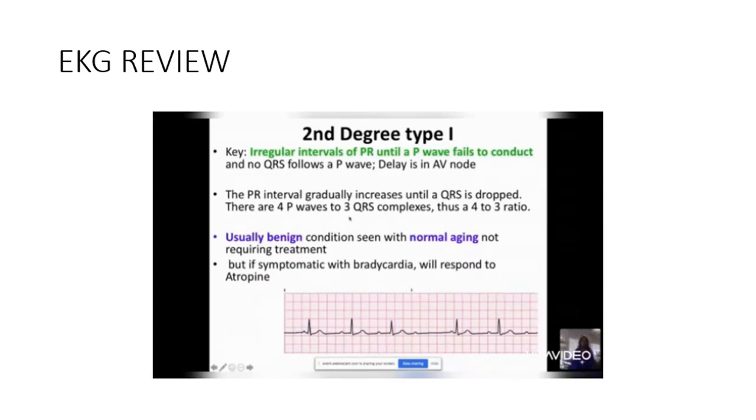That's normal aging, unless there's signs and symptoms. There's nothing you need to do. It's part of getting old. But if they do have signs and symptoms, atropine. Why? Because we're still under our Brady umbrella, folks. So now let's look at type 2.